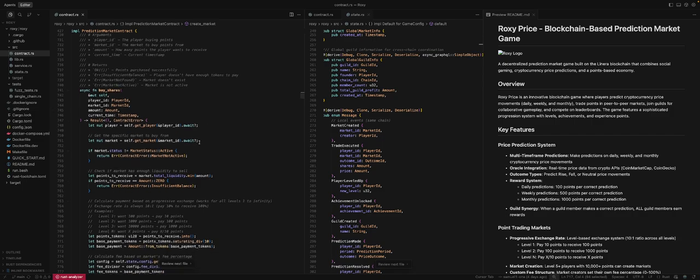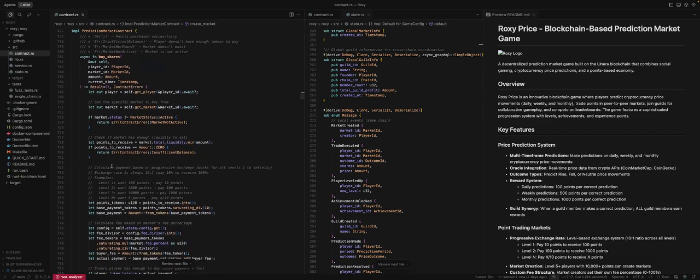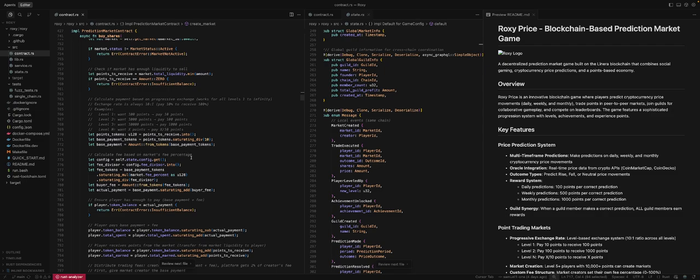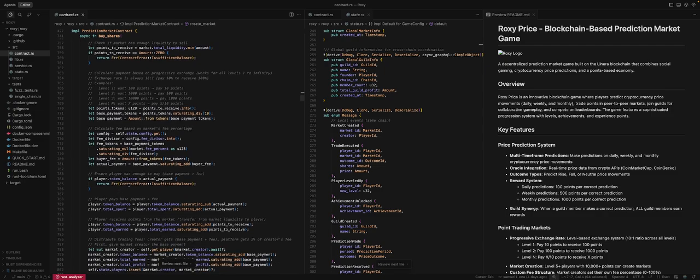It checks if the player has registered, gets the specific market to buy from, checks the status of the market, and checks if the market has enough liquidity. This is where it calculates payment based on progressive exchange, working for all levels from 1 to infinity. The exchange rate is always a 10 to 1 ratio: pay 10 to receive 100, and this continues, like a logarithm, that is log n, and the levels continue to infinity. So this is it. It calculates the fee based on the market fee percentage, and this is what happens. Then it ensures the player has enough to pay, checking if the player has enough balance.